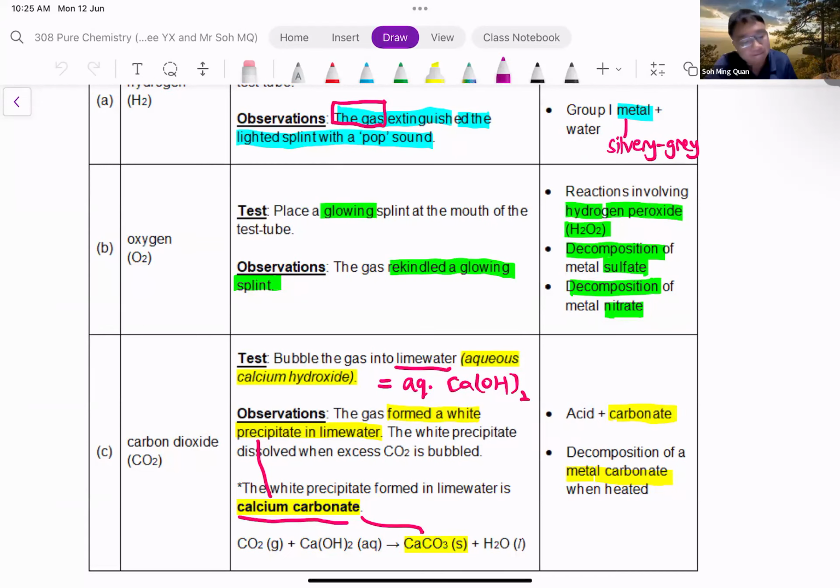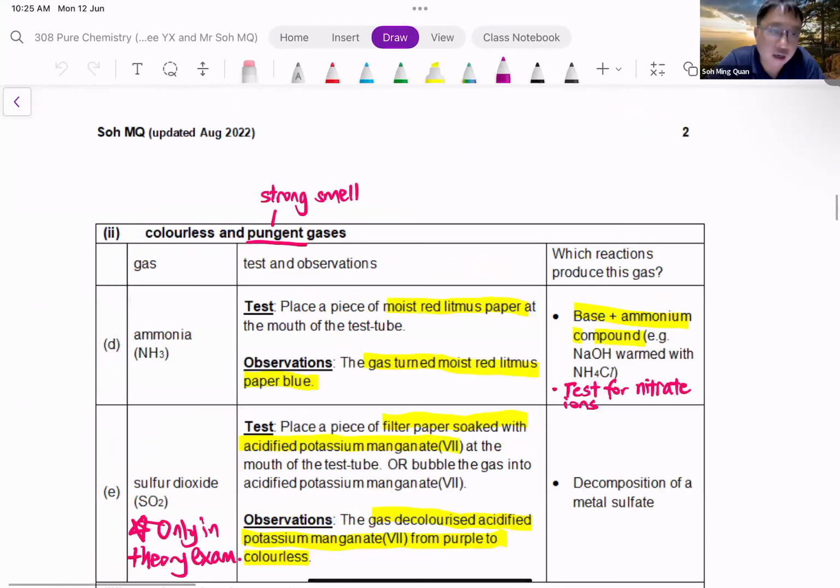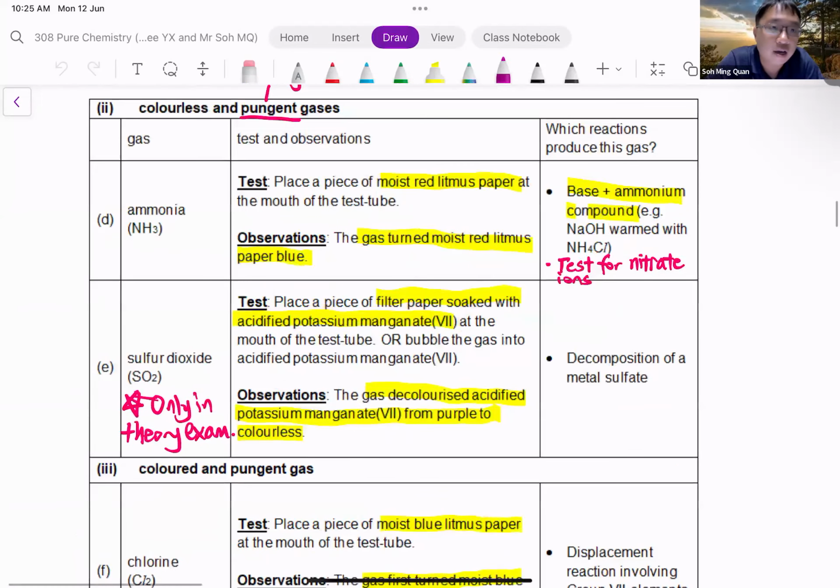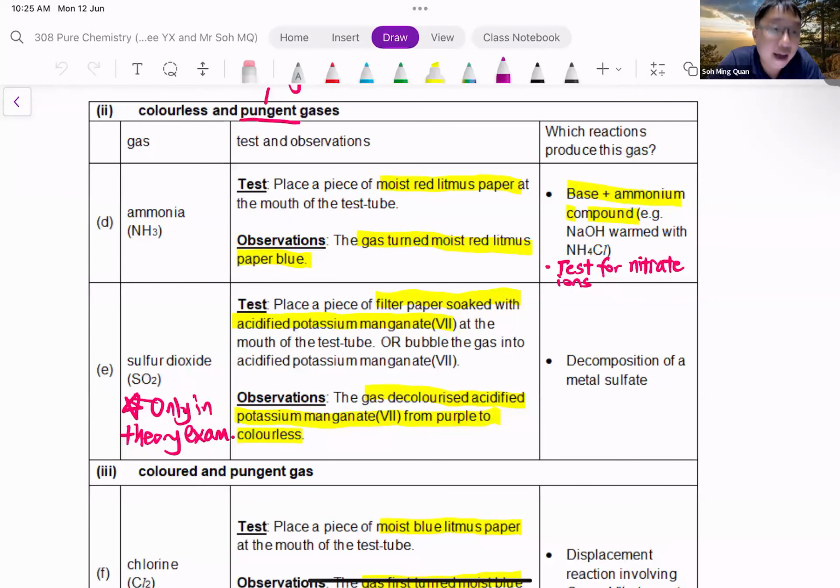Now, the other gases like ammonia. So when is ammonia gas formed? Ammonia gas is formed when you react a base with an ammonium compound. So for example, sodium hydroxide, you gently warm it with ammonium chloride. This produces ammonia gas. So if the lab practical instructions ask you to add sodium hydroxide and gently warm the mixture, you know that this is going to produce ammonia gas. So you should prepare the moist red litmus paper before you add in sodium hydroxide and warm it.